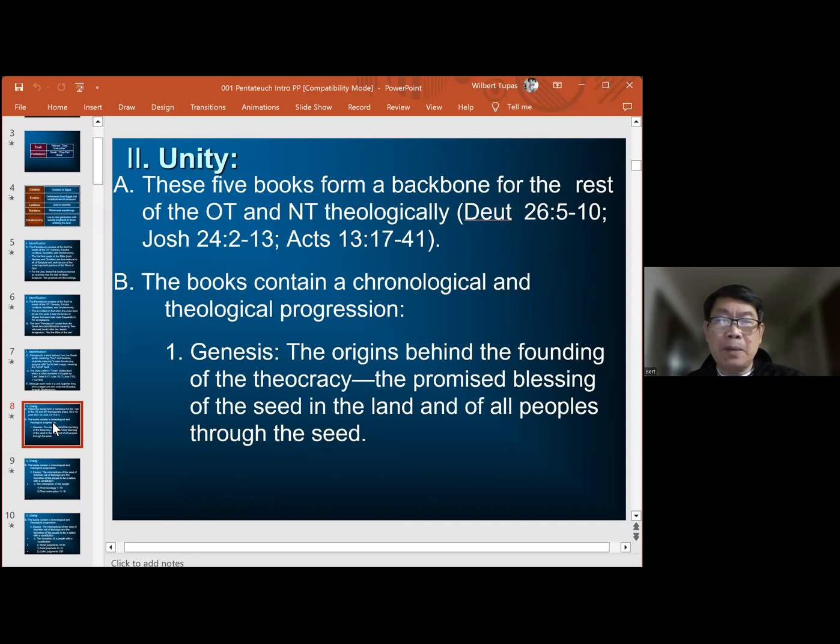So the unity, the 5 books, form the backbone for the rest of the Old Testament and New Testament theologically or teachings. You can see that in Deuteronomy chapter 26, verse 5 and 10, and Joshua chapter 24, and Acts chapter 13. So we will study that later on. So the books contain a chronological and theological progression. You see, the revelations of God is not given all at one time. It is always progressive.